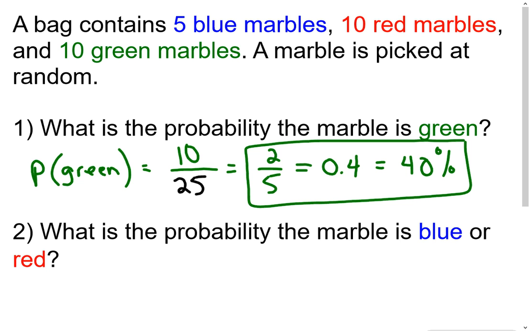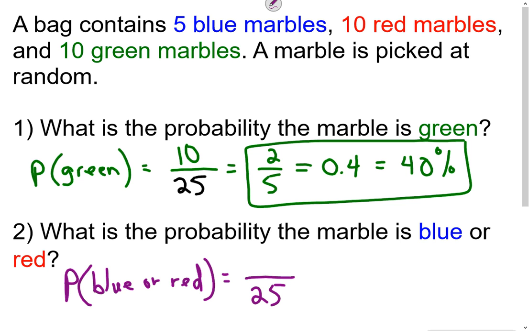Well, what happens if I come up with something maybe a little more challenging? I want to know what's the probability the marble is blue or red. So it could be either one of those colors. So I come down here now and I go, well, probability that I have blue or red. Same way, make my ratio. My denominator, that's not going to change from the previous problem because there's still 25 marbles in that bag, and I pull out one. Is it blue or red?